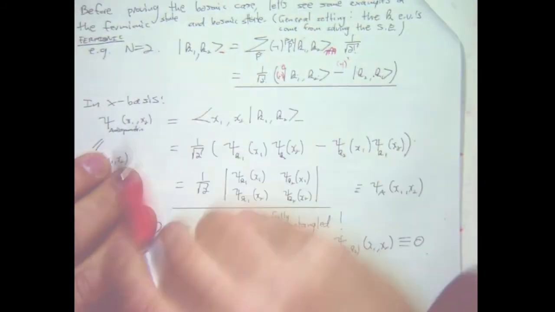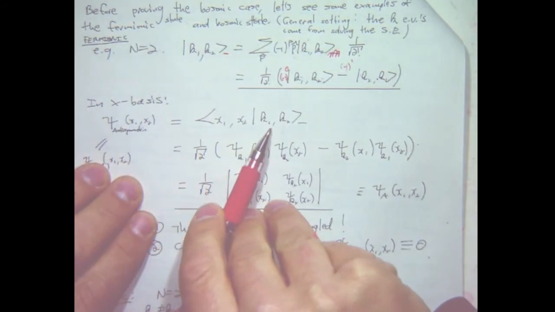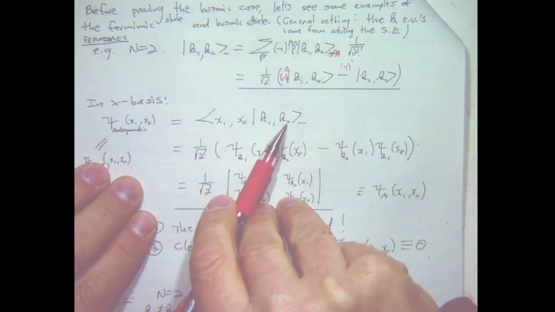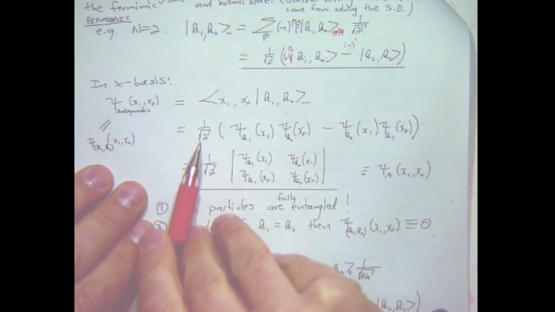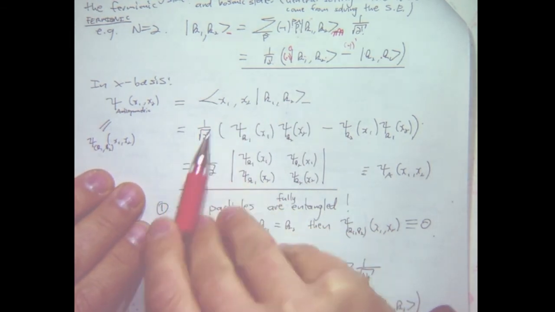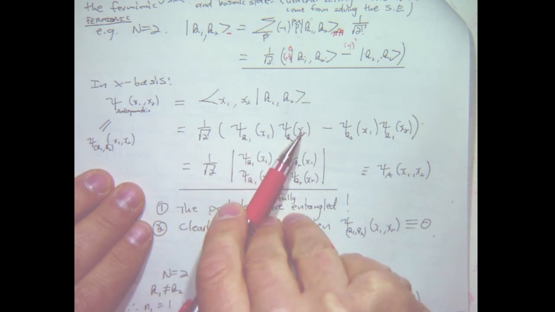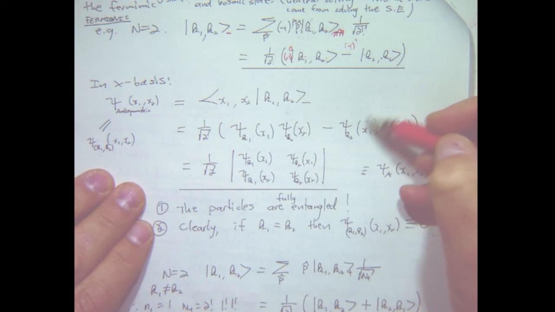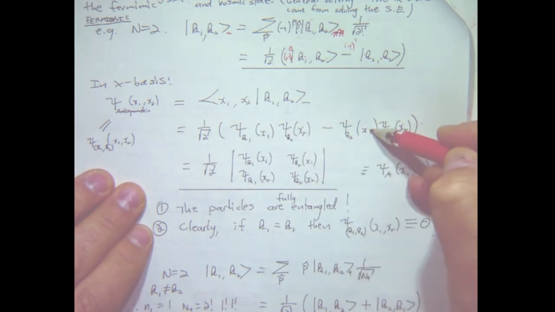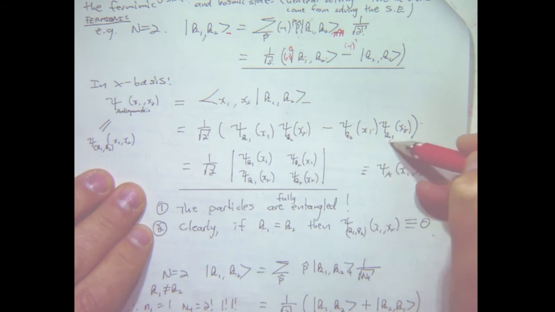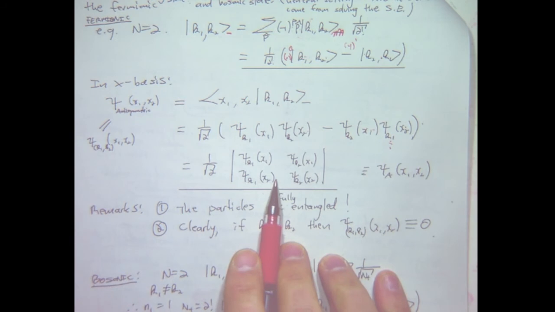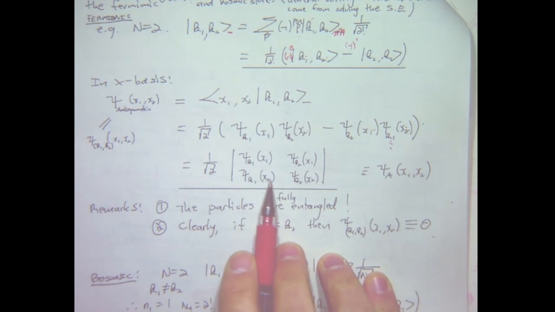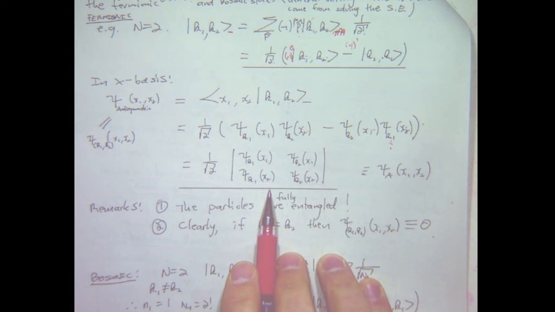What's that? In the x basis, you have k1, k2 projected onto x1, x2. And that means, as we'll see later, that it equals 1 over square root of 2, psi k1 x1, psi k2 x2, minus, you keep the x1 and x2 there and you swap the k's, if you like, psi k2, psi k1, like that. Which is just the Slater determinant. And that's anti-symmetry.